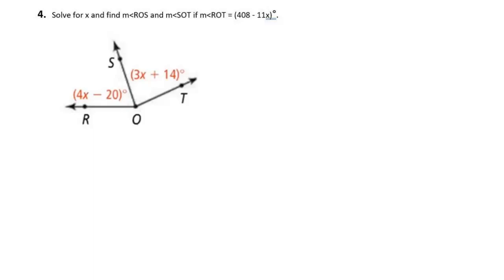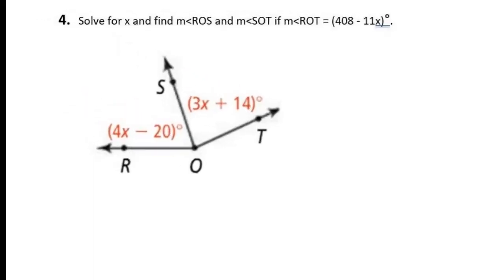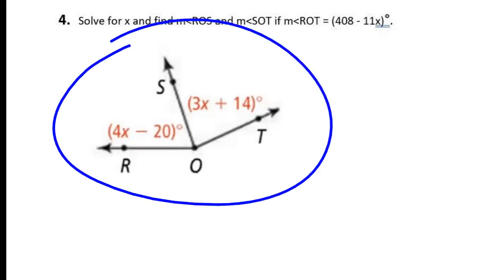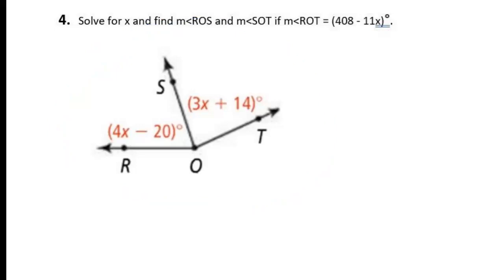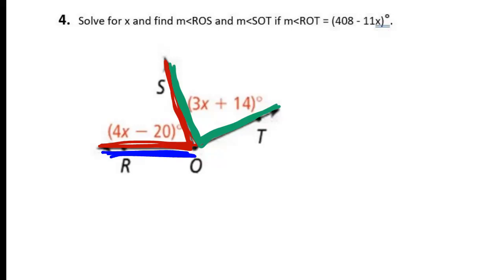So when I'm looking at this figure, how many angles do you see? Be very careful before you answer. 3 angles total. Let's talk about where they are. We've got this angle, that's ROS. We've got this angle over here, that's SOT. And where's the third angle? ROT. That is this whole big angle right here.